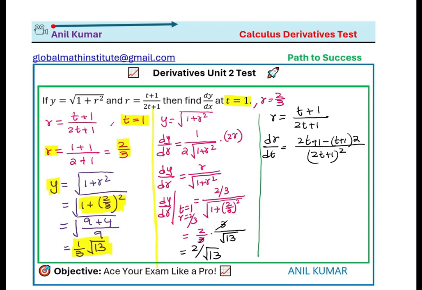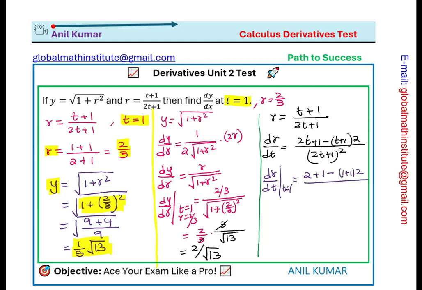Let me change the ink. So we'll find dr/dt for t equals 1. If I put t equals 1, it becomes what? 2t plus 1, so t is 1. So (2 plus 1) minus (1 plus 1) times 2. Great. In the denominator, we get (2 plus 1) whole square. And simplifying, we get what?